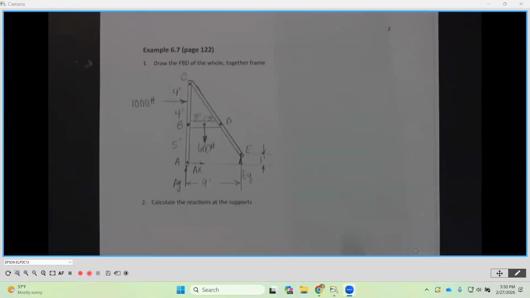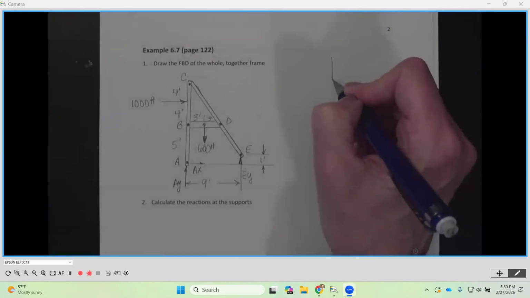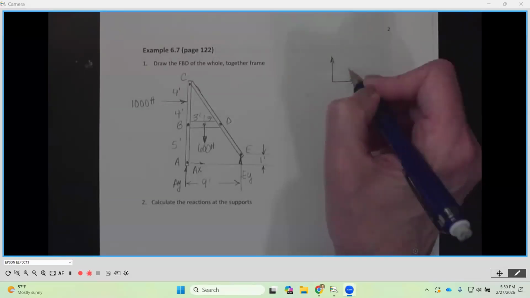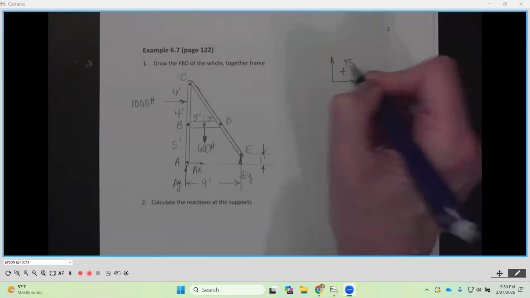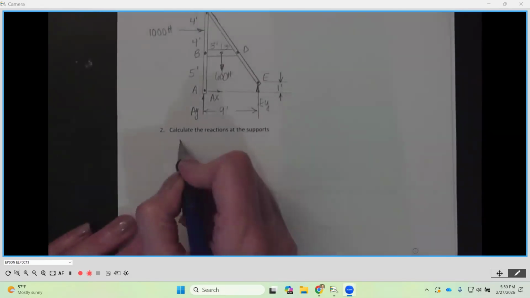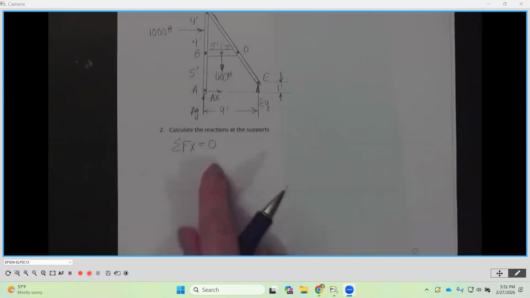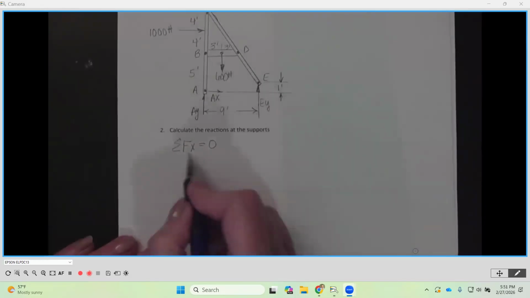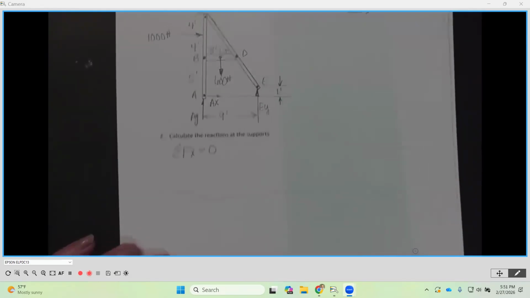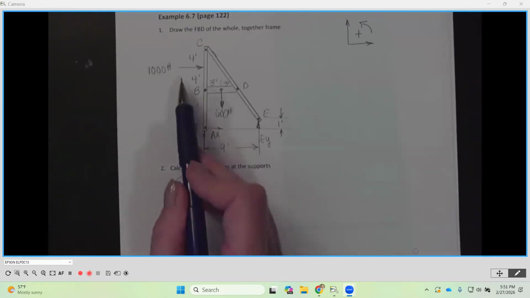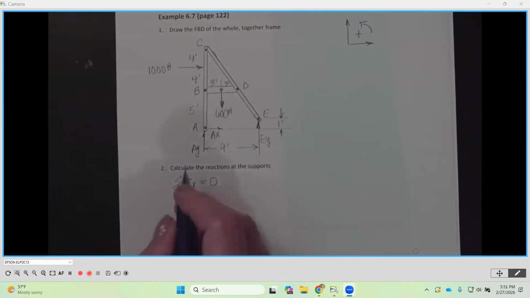Yes, let's do that. And as I'm getting started here, I almost forgot. I'm going to be using my convention to determine my positives and negatives. So let's sum our forces in the X direction equal to 0. Remember, it's identifying that we are in that mode of equilibrium. So as I look at my X forces, anything that's horizontal, I have a positive 1,000.